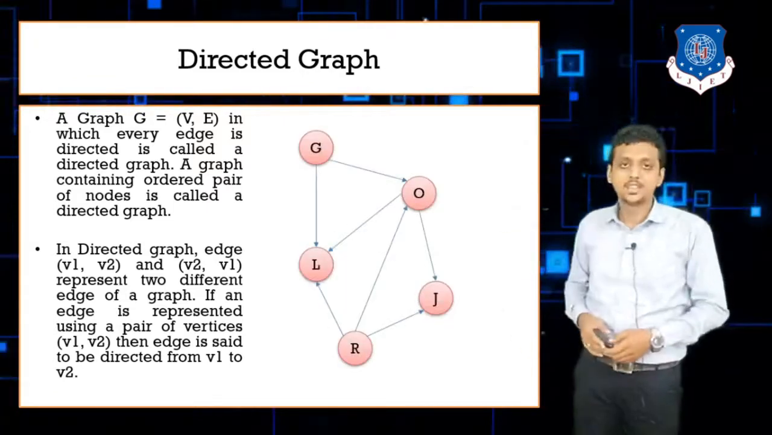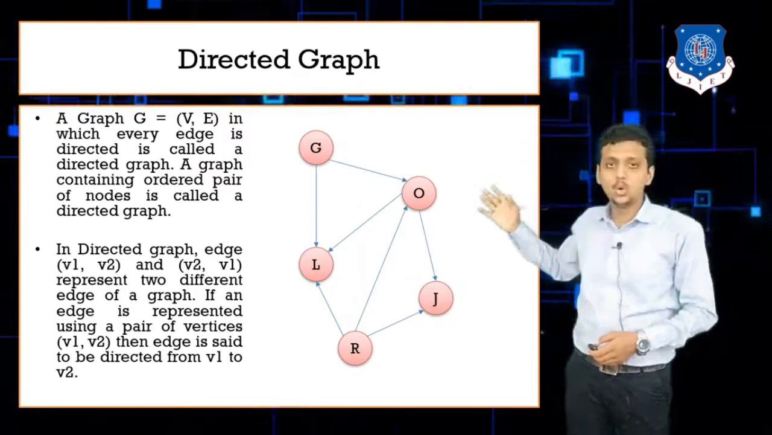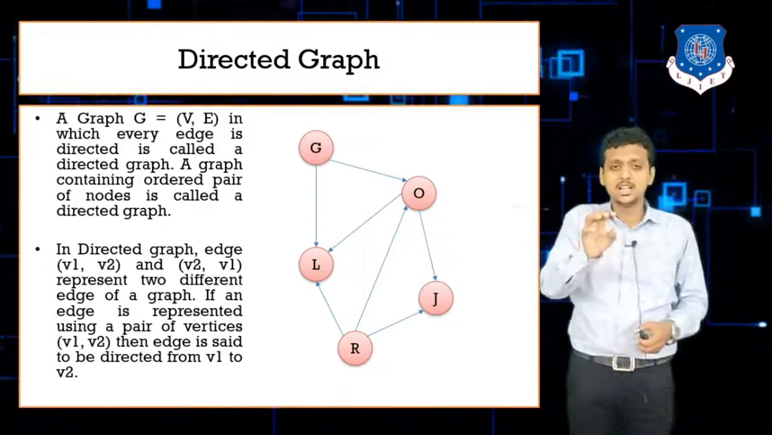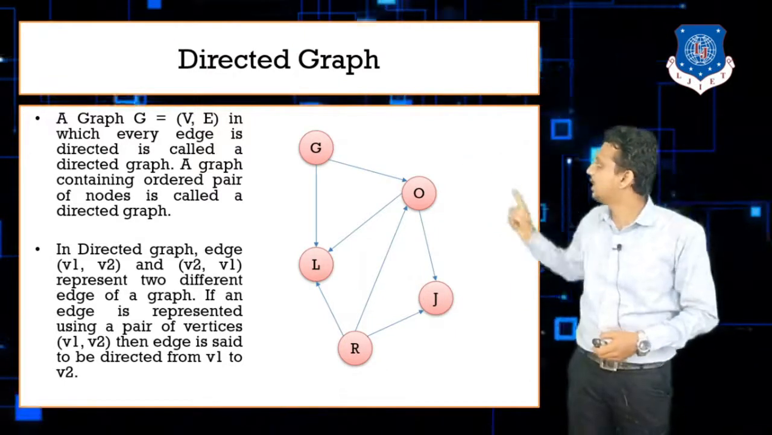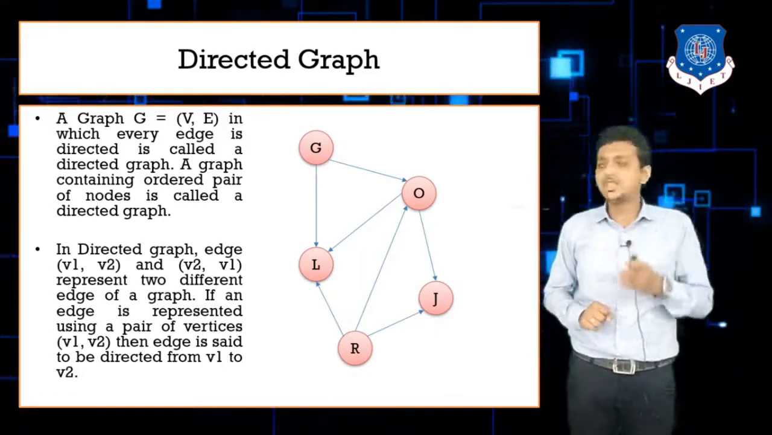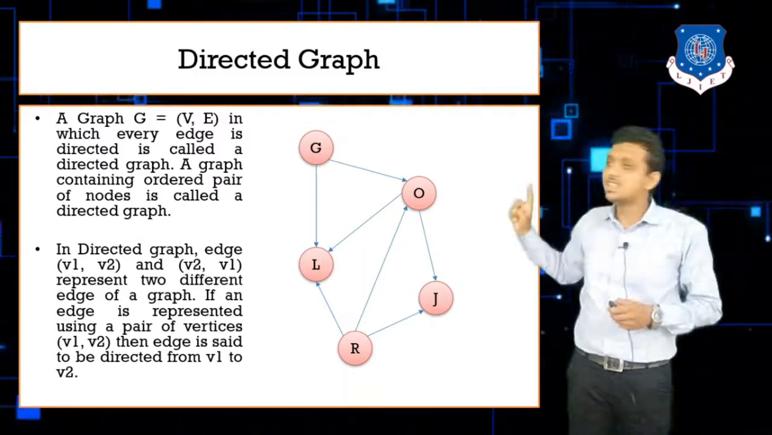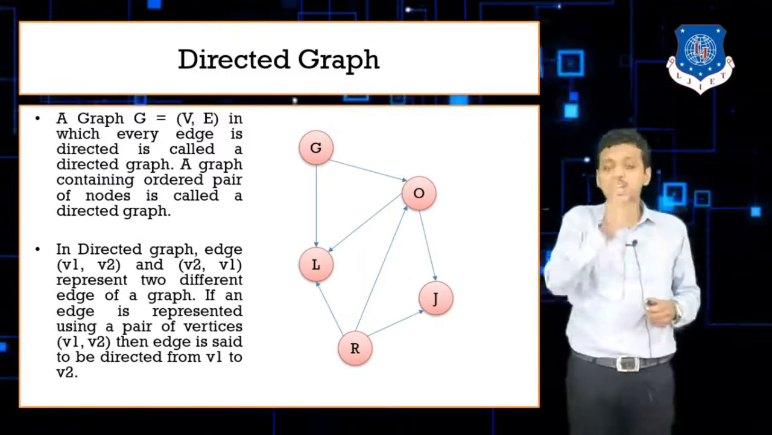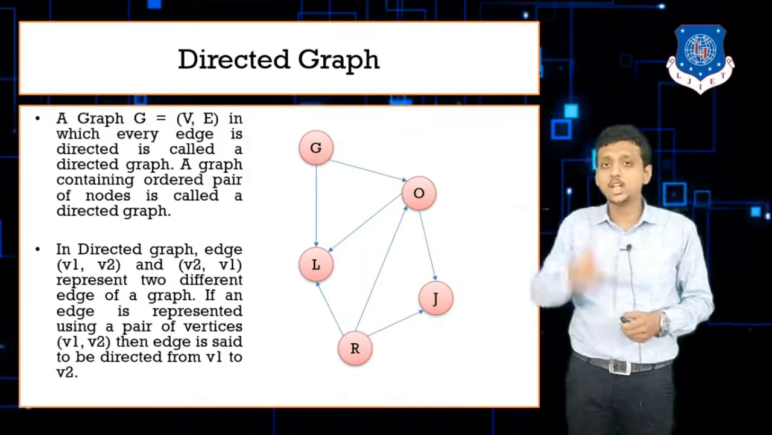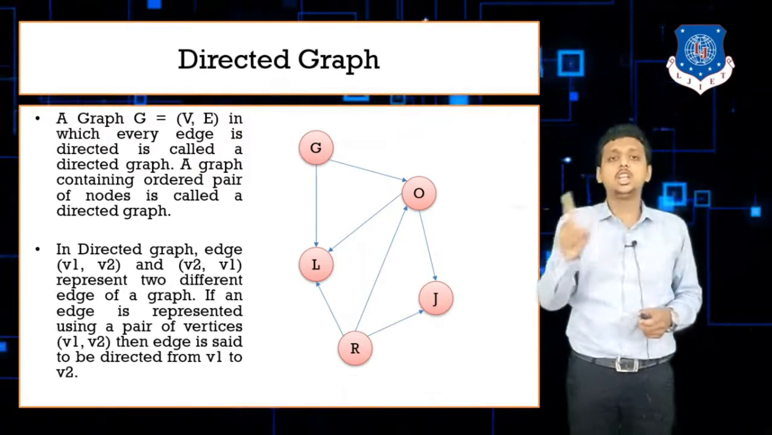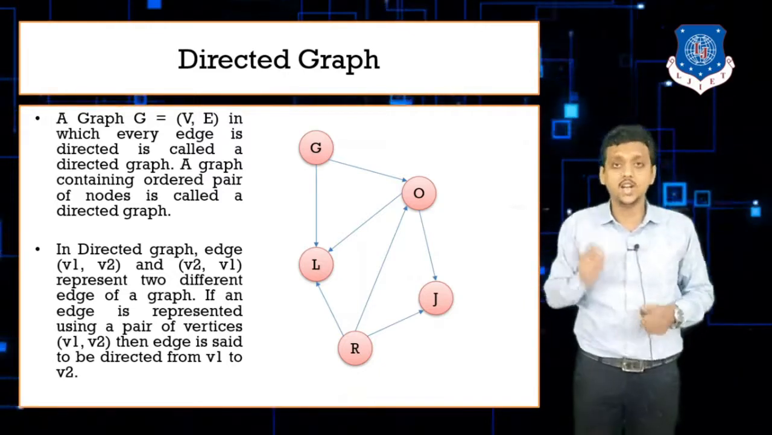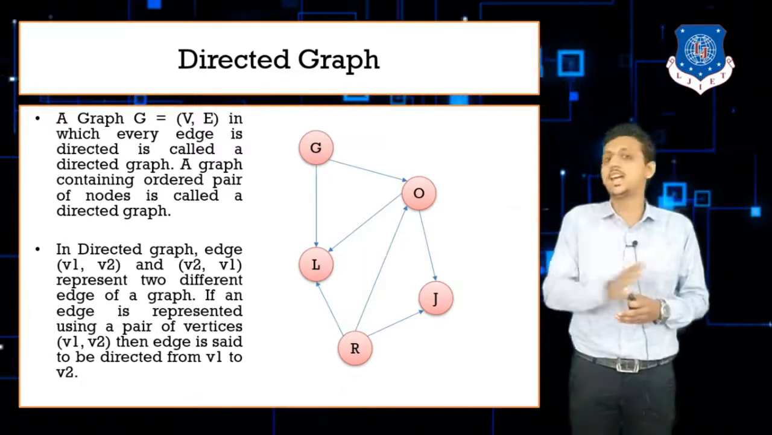So here it is. Here in our graph G, the elements G, O, J, L and R are connected with each other, but there is something different over there: the edge contains an arrow. Arrow shows direction. So what does that mean, students? Here the edge can be G to O, so you can write GO, but you cannot write OG, because this is a directed graph. So you need to write according to the directions only.